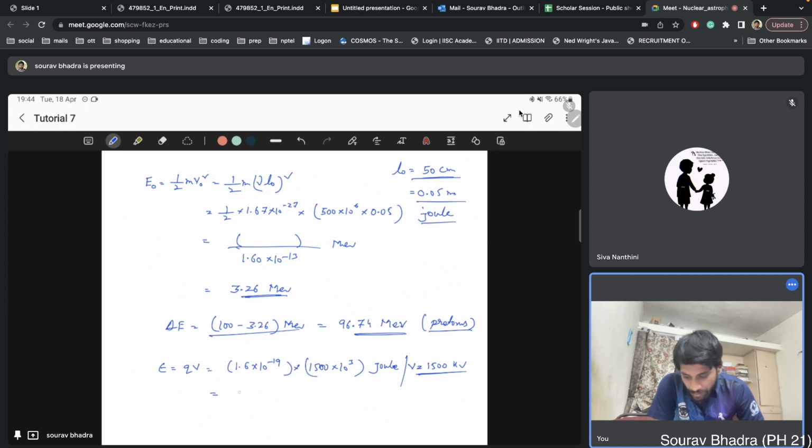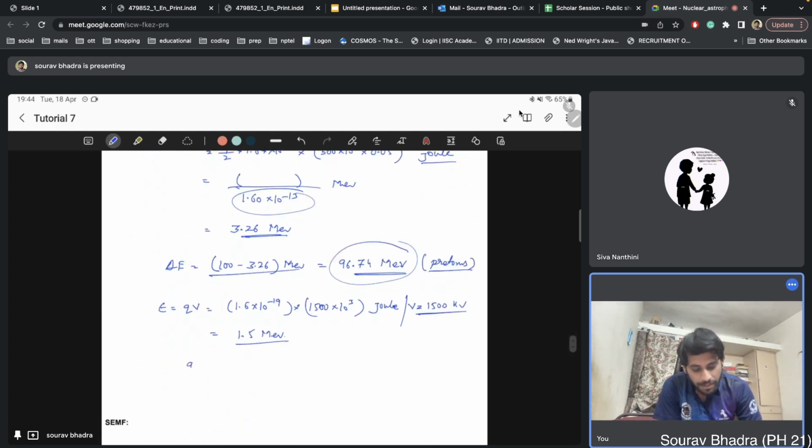So 1500 kV means 1.5 × 10^6 volt, which in energy terms is 1.5 mega electron volt. Just as before, divide the result in joules by this value and you will get MeV. So 1.5 MeV acceleration is given by each gap. The total energy gain is 96.74 MeV. That means the total number of gaps in the linear accelerator is approximately 65.